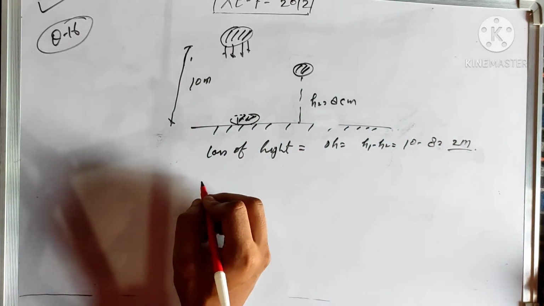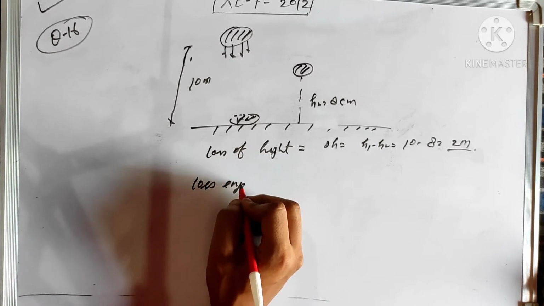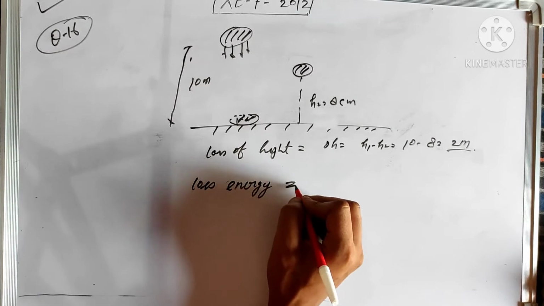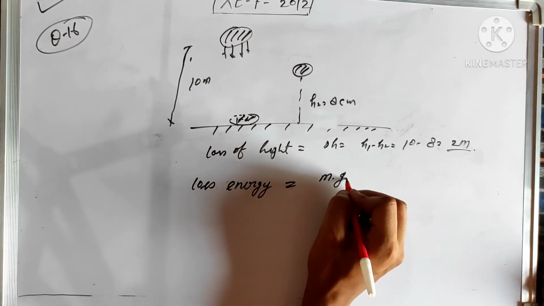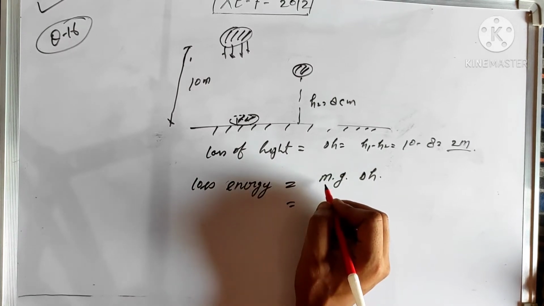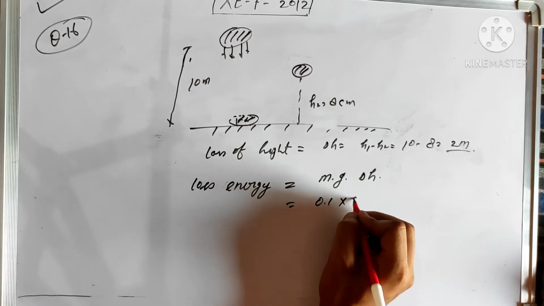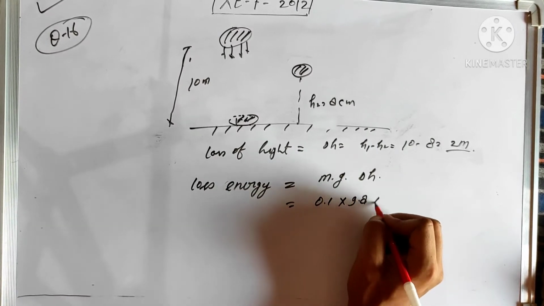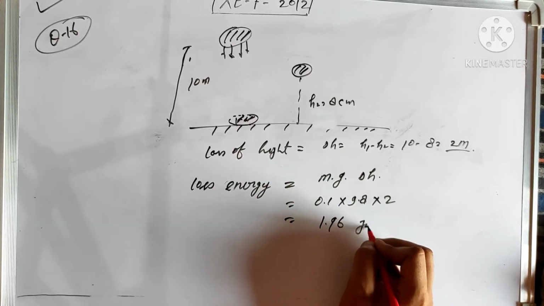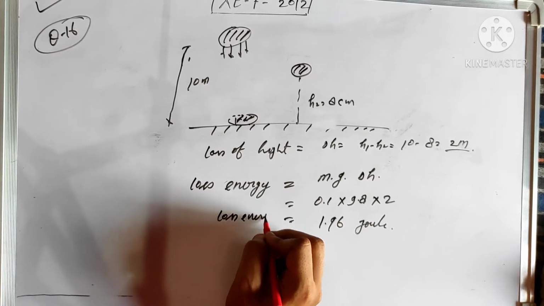So the loss of energy is equal to M into G into change in height. In the question it is given that the mass of the ball is equal to 100 gram, that means 0.1 kg, into G equal to 9.8 and delta H equal to 2. Then you get 1.96 joule. So the loss of energy is equal to 1.96 joule.